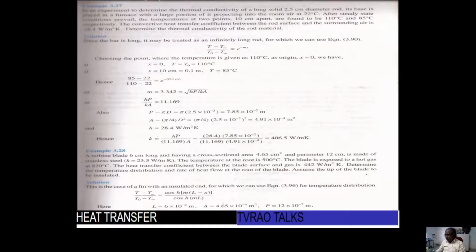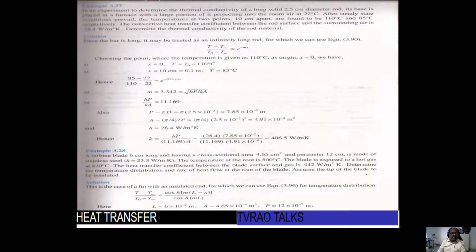Assume that the tip of the blade is insulated. So it means that it is an insulated blade. If the tip is insulated, you should take the temperature distribution equation. What is the temperature distribution equation? (T minus T infinity) by (T naught minus T infinity) equals cosh m(L minus x) by cosh mL. That is the temperature distribution equation for an insulated fin. At the same time, you can write the heat transfer equation also.